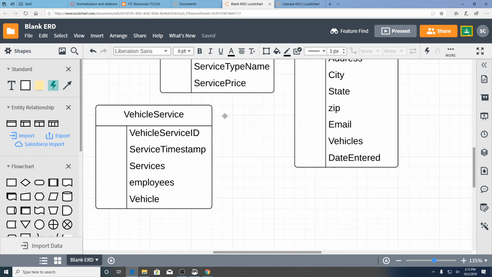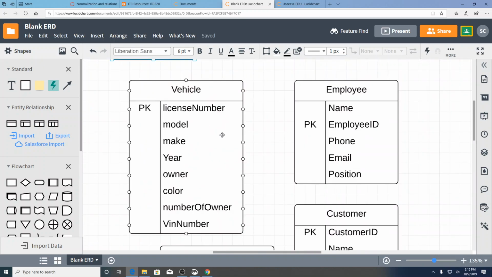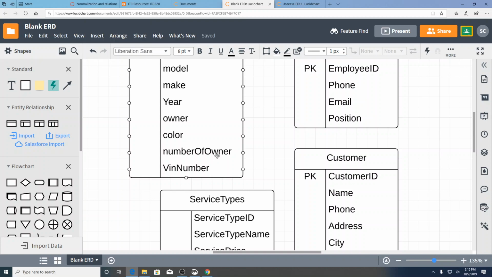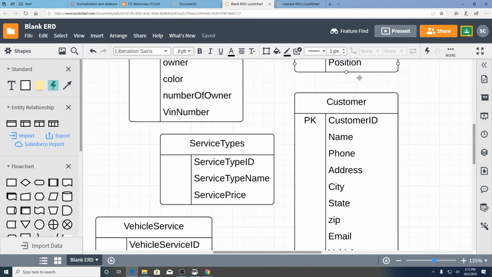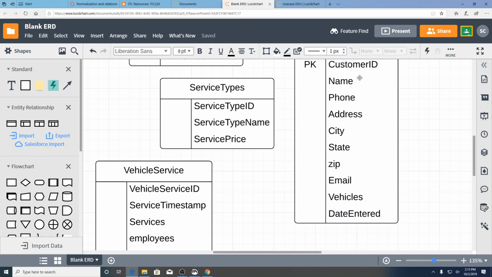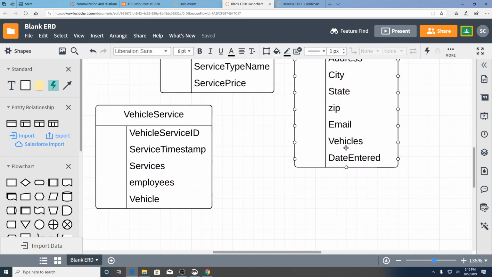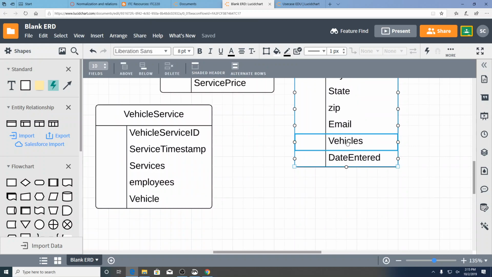So if we look at normal form down here, we want to look for things that are multiples. One of the things is number of owners, actually I'm not sure that that's multiple. You could just use a single number there. Let's see, I'm looking for things that are multiple. Customer and then vehicle. So vehicles is one. You couldn't have a list of vehicles there, right? That's not allowed.